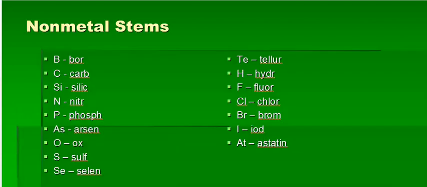Binary compounds are compounds with only two elements, and we're going to look at how to name binary compounds. First thing I have here are the non-metal stems. You really don't have to memorize these. These are the first part of the element name, but they're called non-metal stems, and I will be referring back to non-metal stems in the naming of these binary compounds.